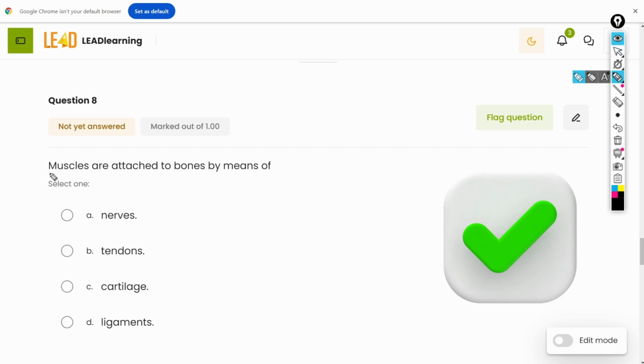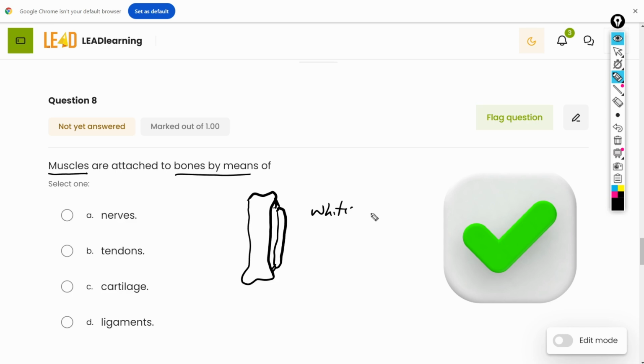Question 8. Muscles are attached to bones by means of... Now, muscles are attached to bones. So if this was to be a bone, and this happens to be a muscle, now muscles do not directly connect to the bones. There is a whitish cord called a tendon.